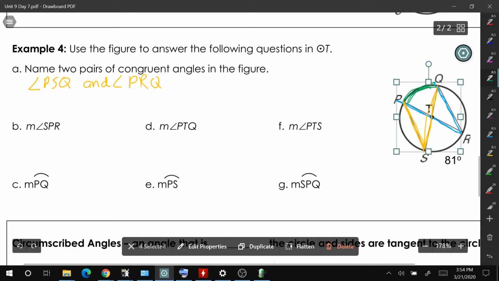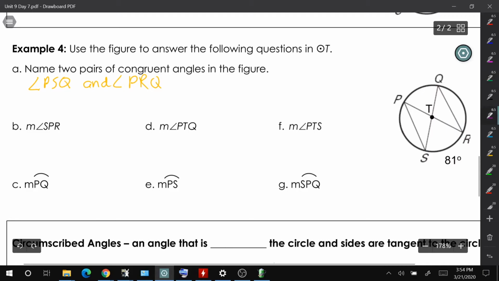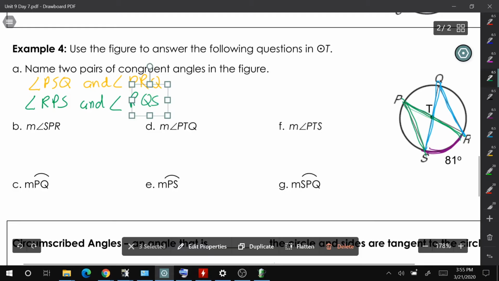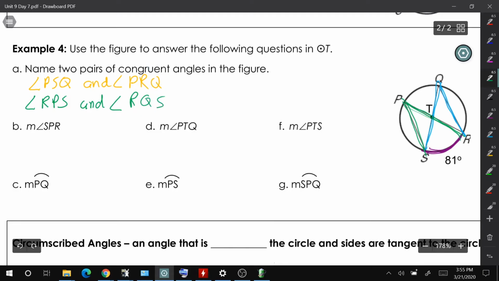Then another set is we have arc SR down here, and we have angle SQR and angle RPS. So we did RPS and RQS. Those are congruent angles because they have the same arc.